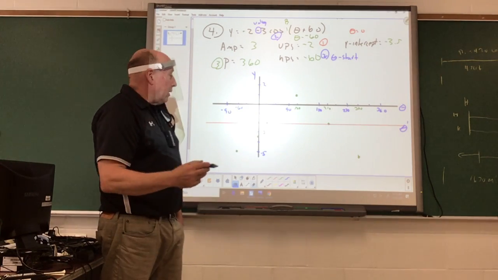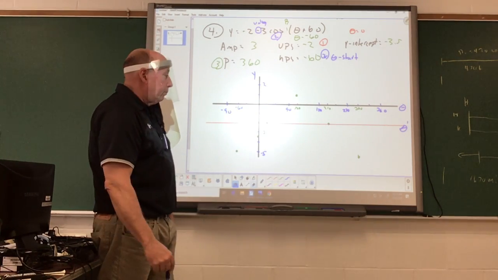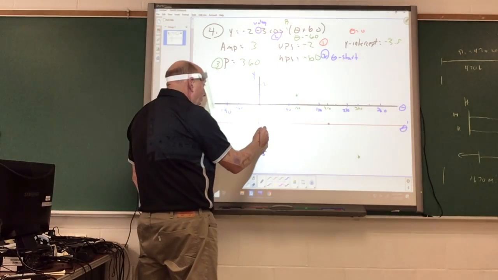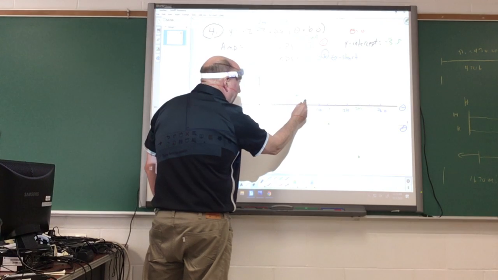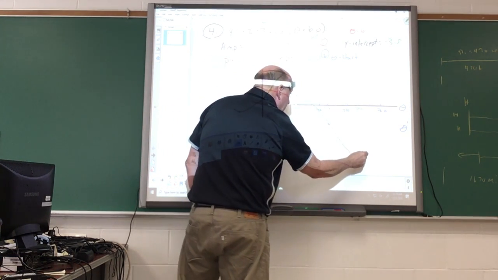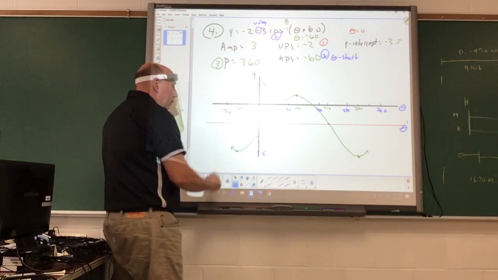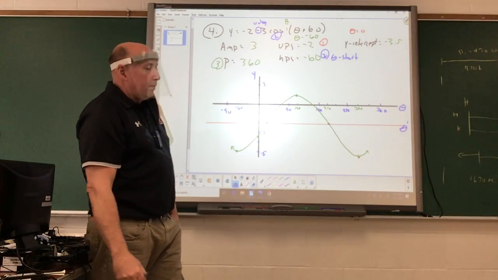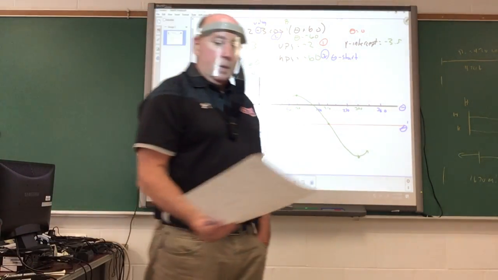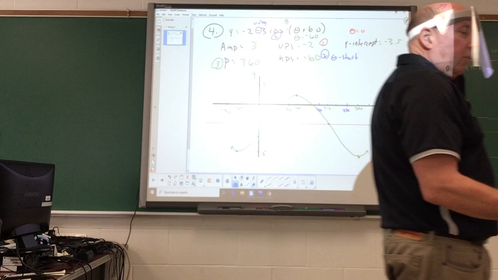And the graph should naturally flow through that. So looking at my graph, I got a valley. I'm going to come up through my y-intercept, hit my peak, and curve back around again. Any other questions on the front?